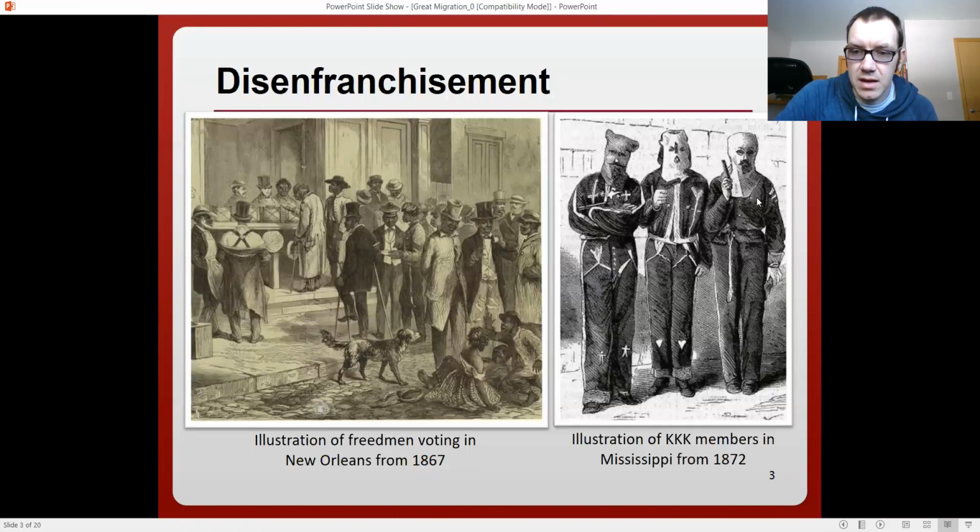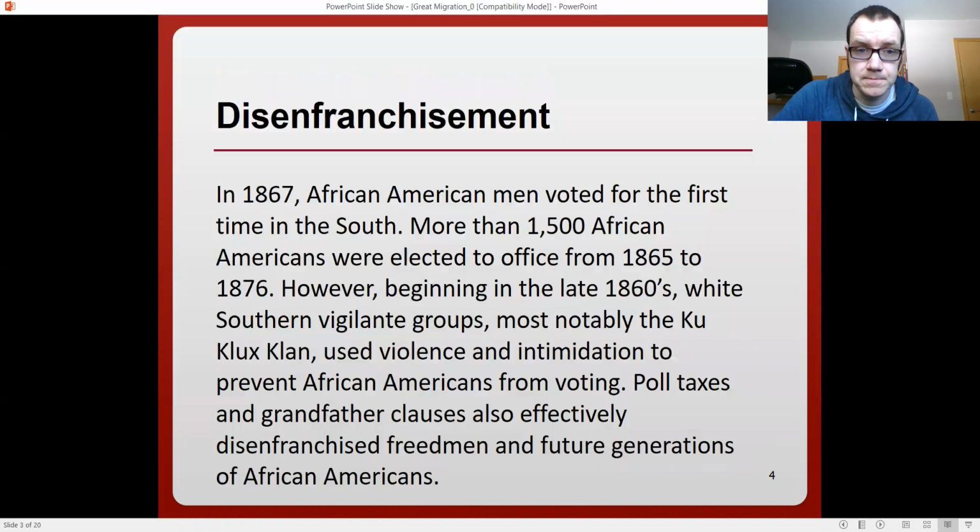Sometimes it involved the KKK. The Ku Klux Klan was very effective in the South at scaring African Americans. And for some, that meant when they voted, they'd get a visit by the Ku Klux Klan that night, and that could turn violent. And so disenfranchisement was a really big push factor because African Americans wanted the right to vote, just like all Americans want the right to vote. And in the South, white Southerners were really trying to prevent that from happening, which is a shame.